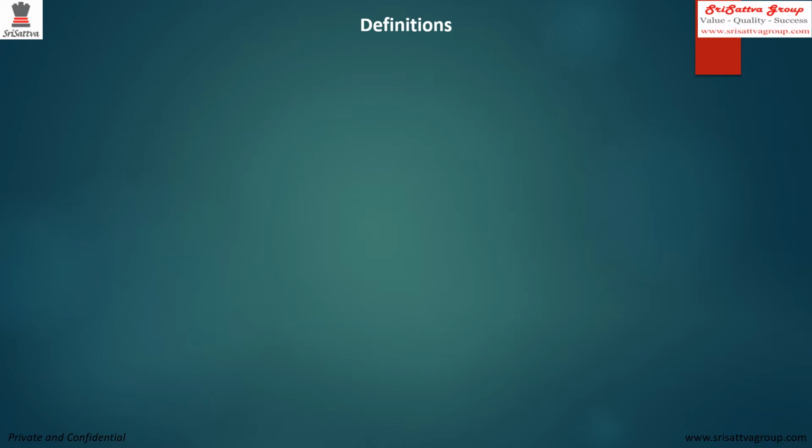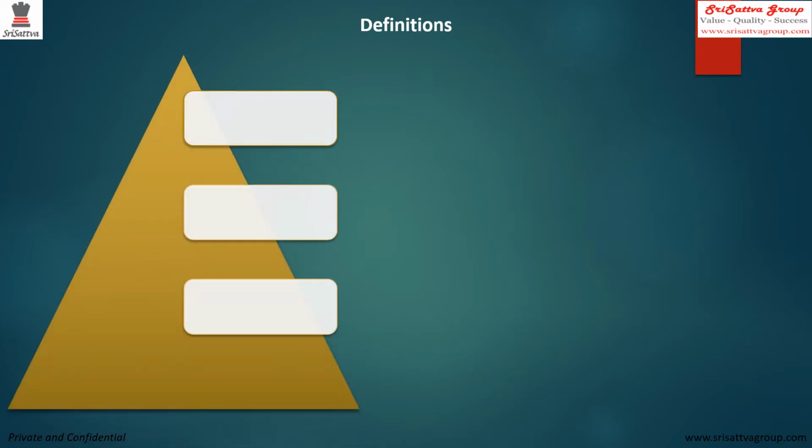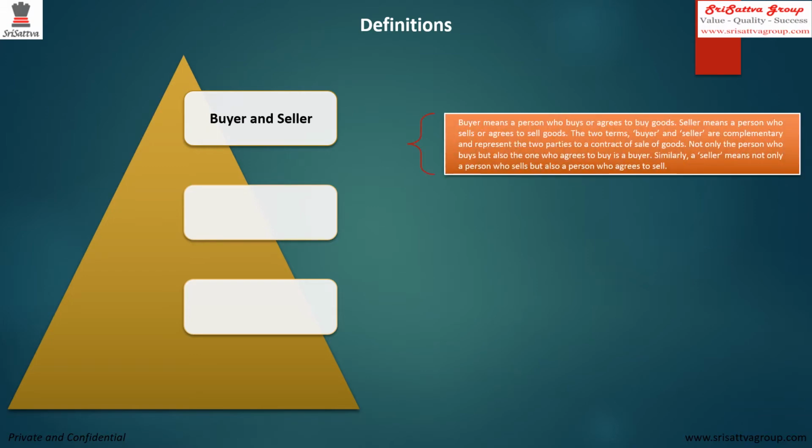Definitions. Buyer and seller. Buyer means a person who buys or agrees to buy goods. Seller means a person who sells or agrees to sell goods. The two terms, buyer and seller, are complementary and represent the two parties to a contract of sale of goods. Not only the person who buys but also the one who agrees to buy is a buyer. Similarly, a seller means not only a person who sells but also a person who agrees to sell.